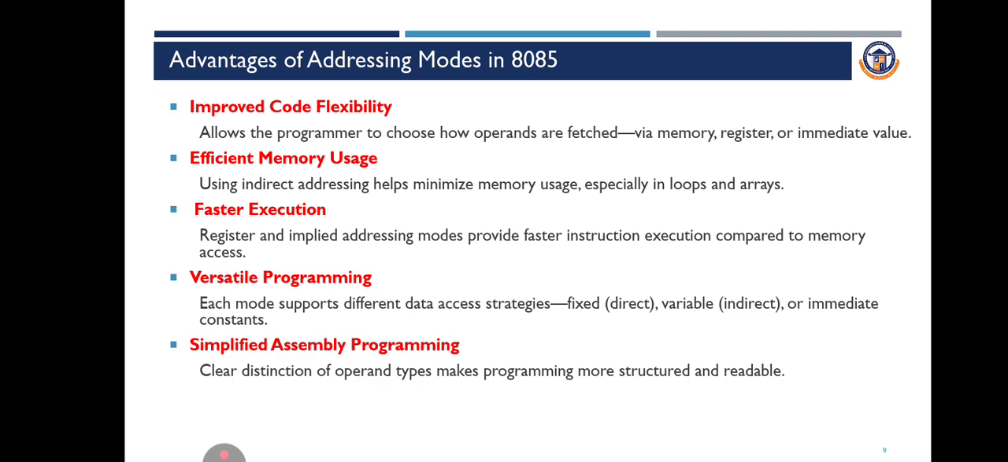If you take the implied addressing mode, we have seen the examples that give faster instruction execution. And versatile programming: this supports different data access strategies, that is direct, indirect, and immediate. So everything we can do with the addressing modes. The last one is simplified assembly programming: a clear distinction of operand types makes programming more structured and reliable.